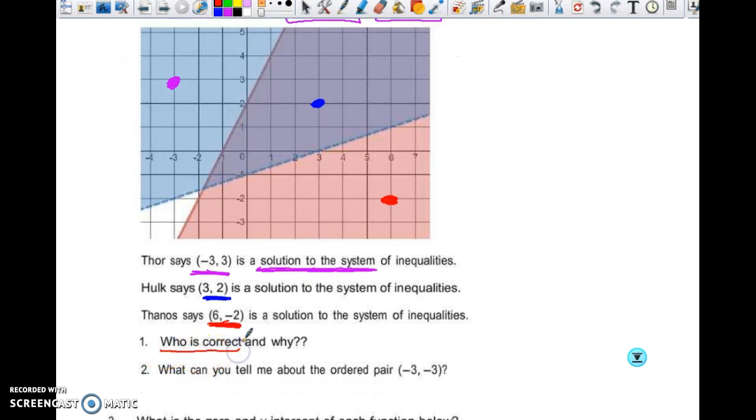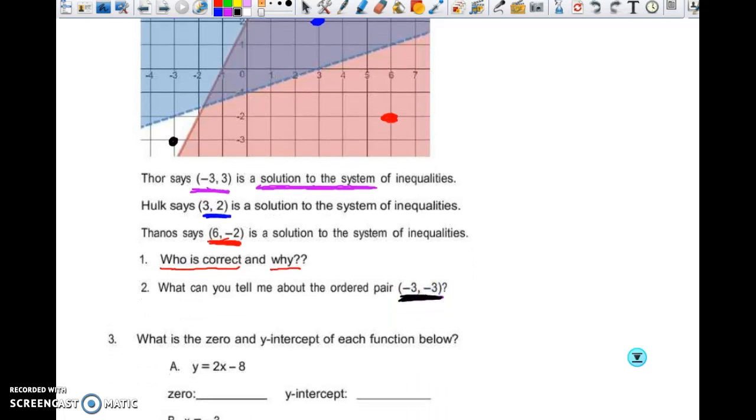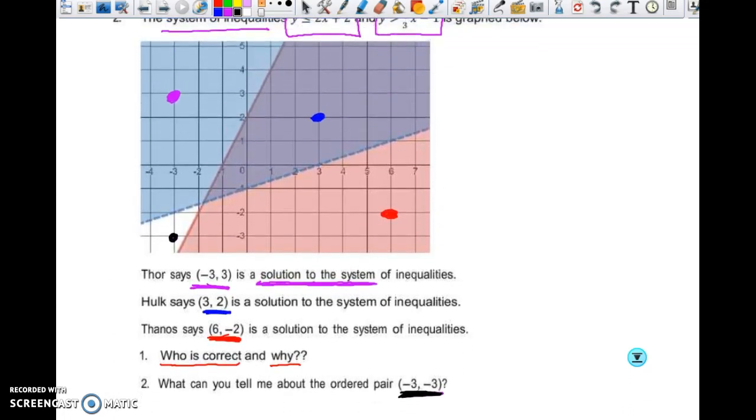Okay, so who is correct out of these 3 points? Which one is the solution to the system, right? And why? And what can you tell me about the ordered pair (-3, -3), which is located right here? What can you tell me about that point? Okay, so that's the black dot. All right, so go on ahead and answer those questions. What can you tell me about all those points?